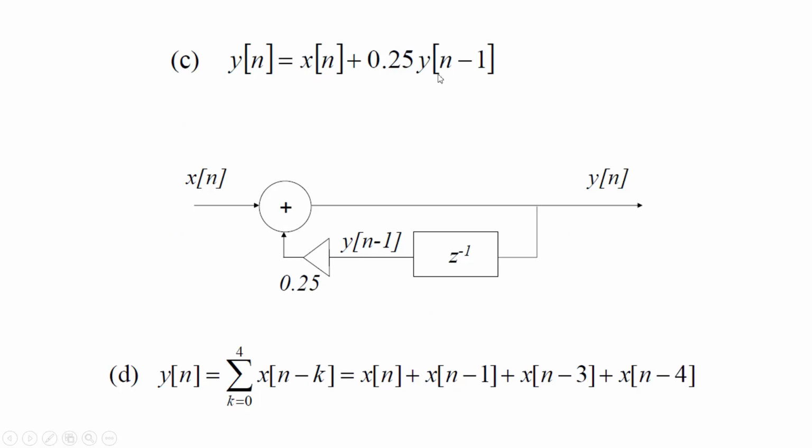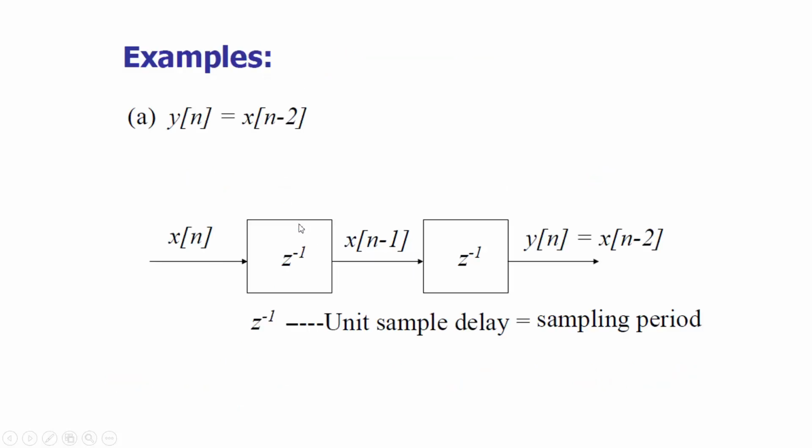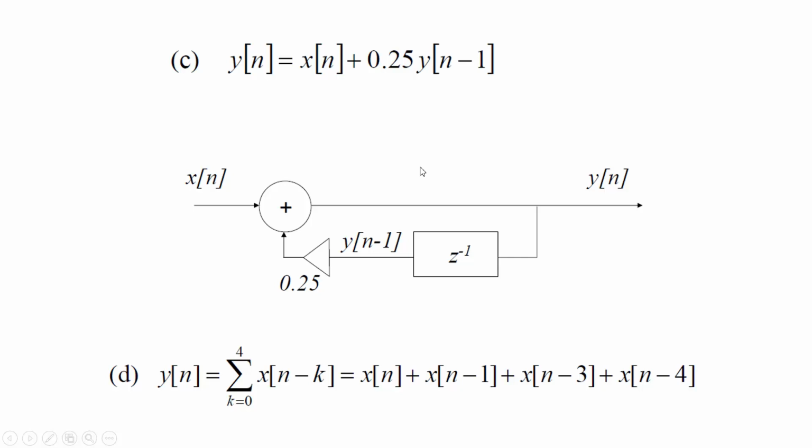yn is equal to xn plus 0.25 yn minus 1. In the previous example, you see there is no feedback path, no path coming from the output towards the input. It is only the feed forward path. But in this equation there is a feedback path also, because the output yn is being fed back towards the input with a 1 unit delay. So at the output of this delay will be yn minus 1, which will then be multiplied by a scaling factor of 0.25. That's how this equation can be represented using a block diagram.